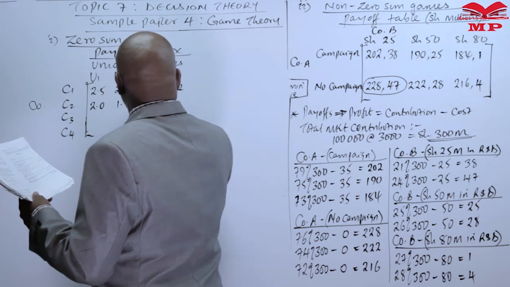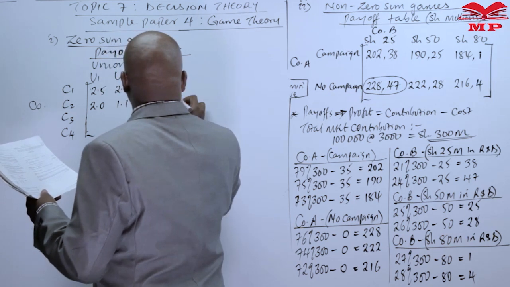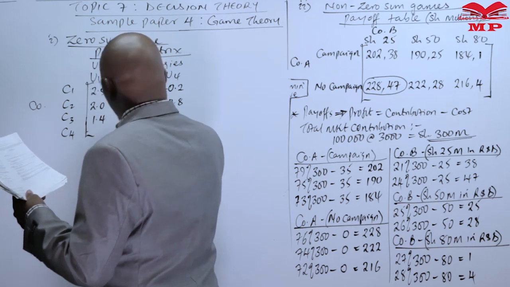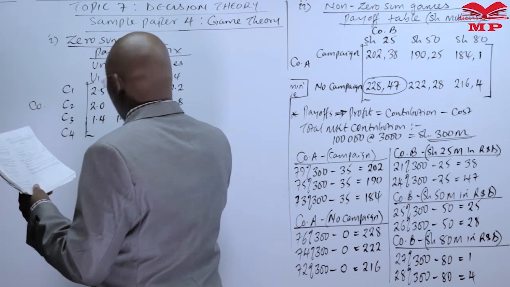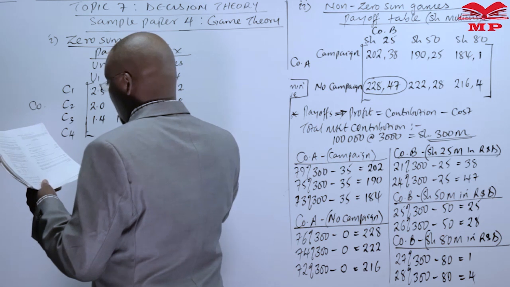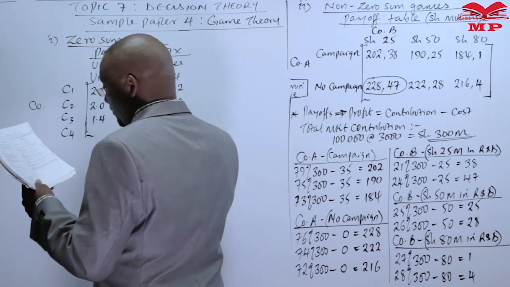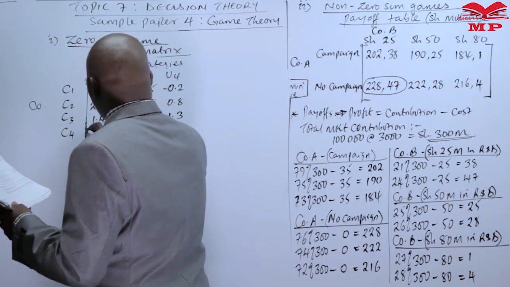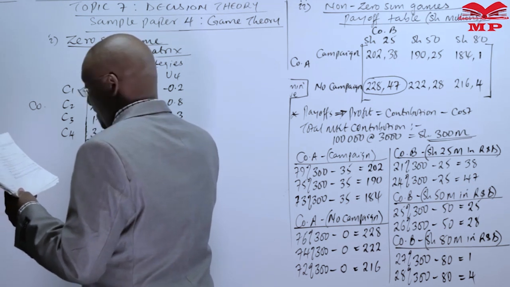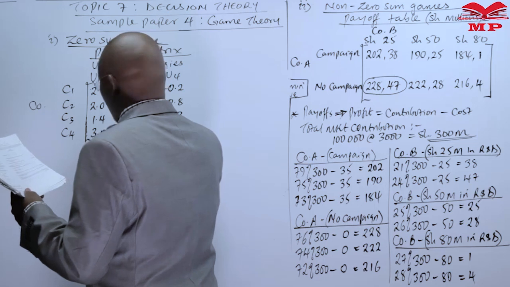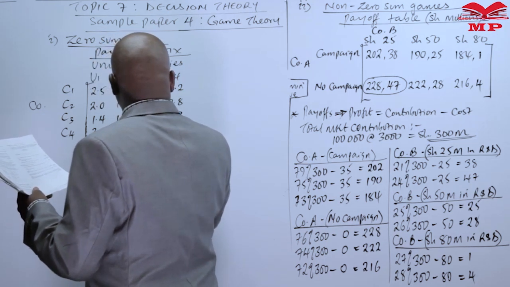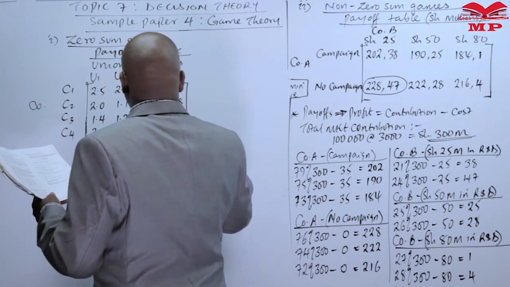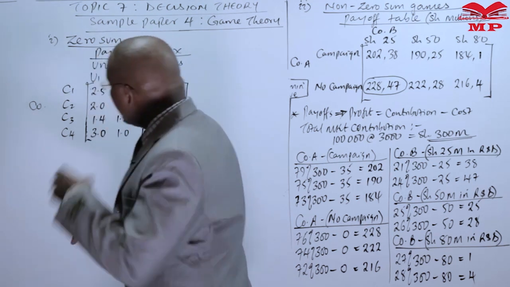1.1, 0.8, and 0.8. This is 1.4, 1.2, 1.5, and 1.3. And then this is 3.0, 1.0, 1.9, and 0. So this is the matrix that you have been given.